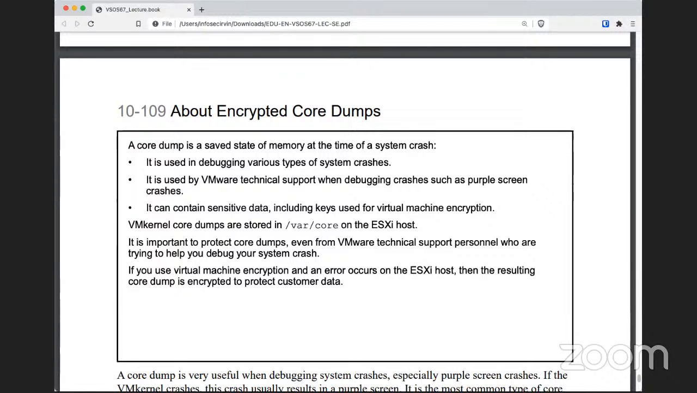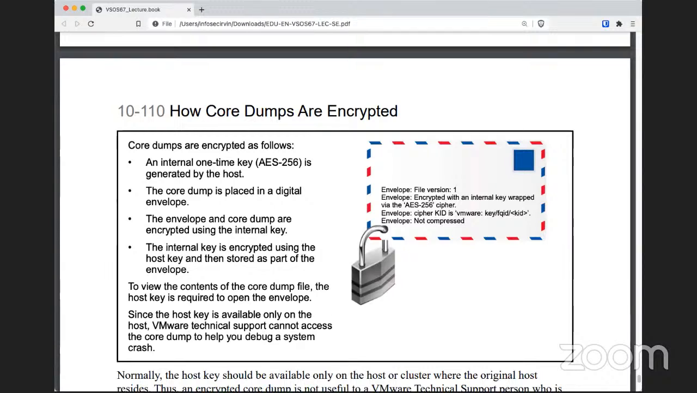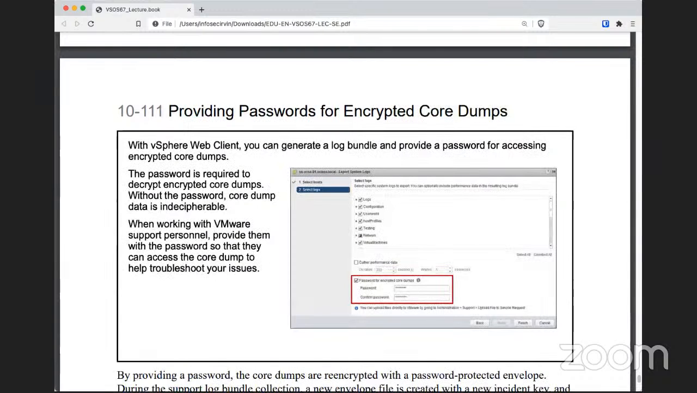Dumps can be encrypted. That is completely possible to do as well. Essentially putting them in an encrypted envelope. You can provide passwords to encrypted core dumps so that they're not just accessible to all.